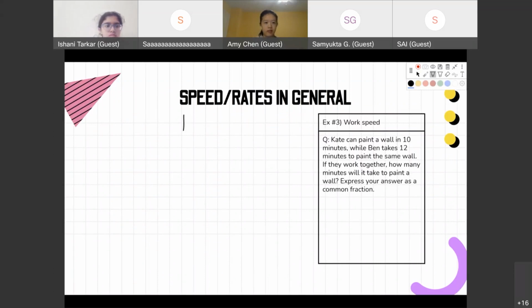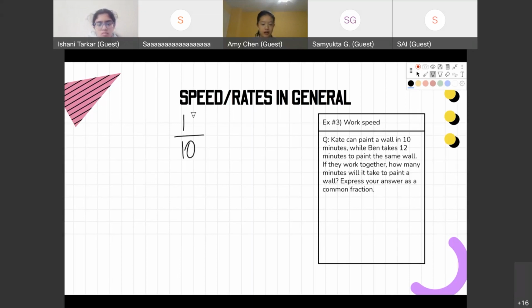So if the total amount of wall they need to paint is 1, then we cannot just add the minutes. We can't add the minutes together because that's not how it works. We can add the speeds together and use that to calculate the minutes, but we can't add the minutes together. So we need to calculate the speed at which Kate paints the wall. If Kate can paint the wall in 10 minutes, then her rate is 1/10.